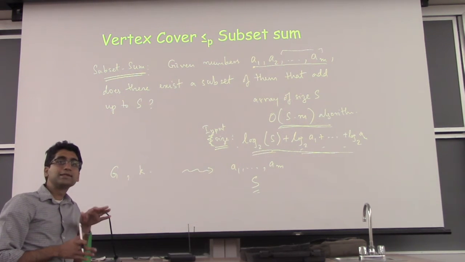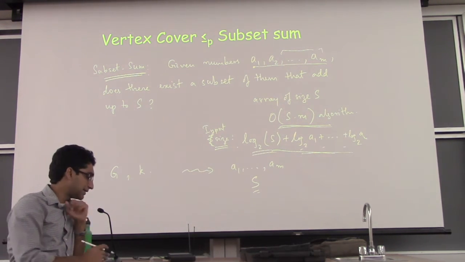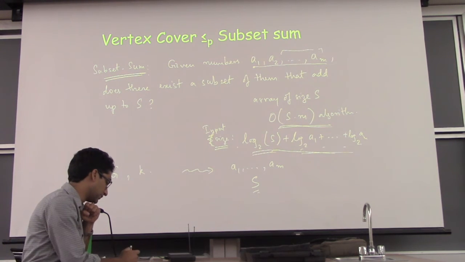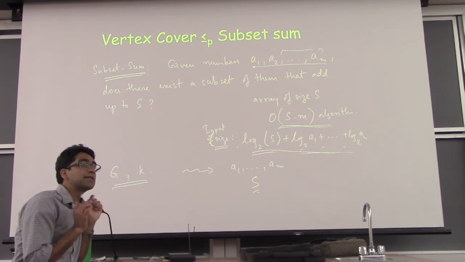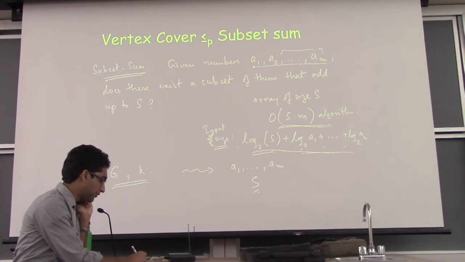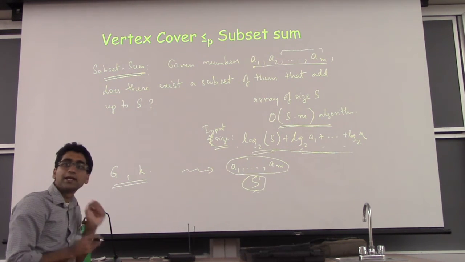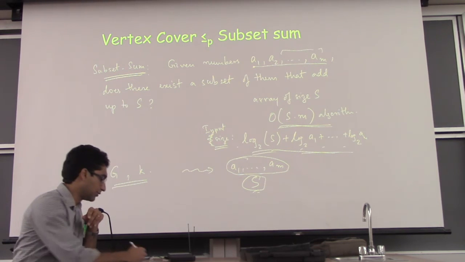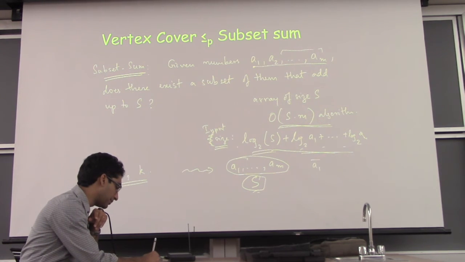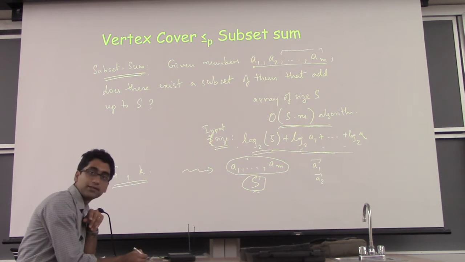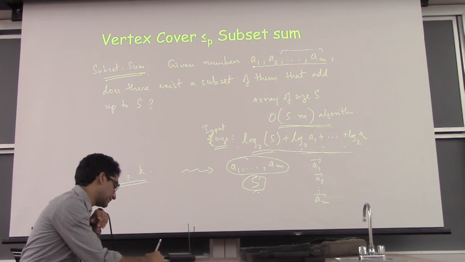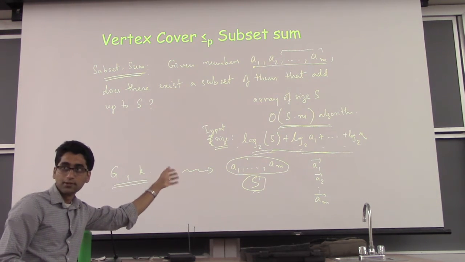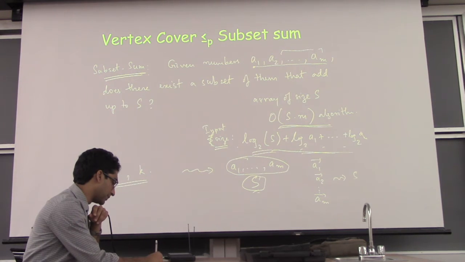So let's simplify this. Let's start with an easier version of subset sum. Let's try to reduce from vertex cover to what I call vector subset sum. Instead of the AIs and S being numbers, let's think of vectors. Maybe I ask you to come up with A1 bar, A2 bar, through AM bar, all vectors. The goal is: does there exist a subset of these vectors that add up to some target vector S bar?